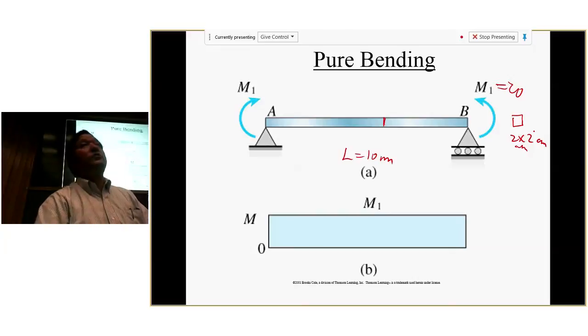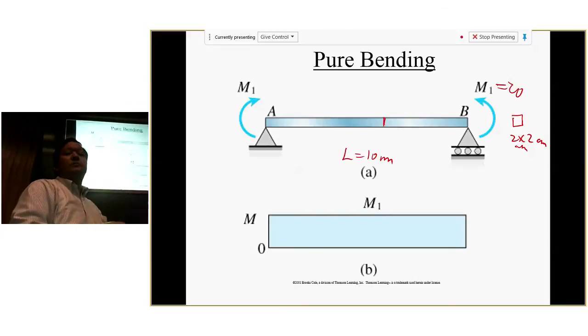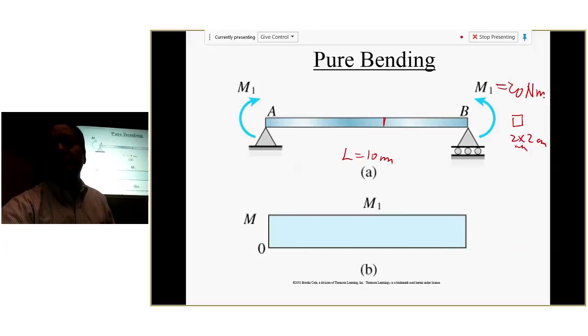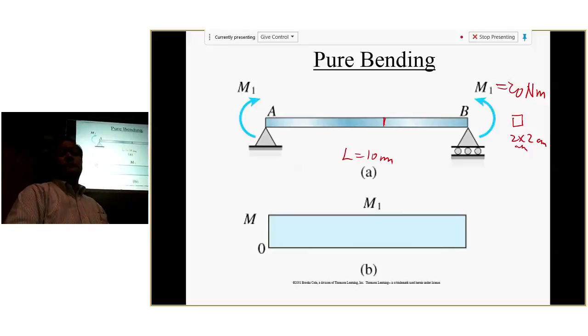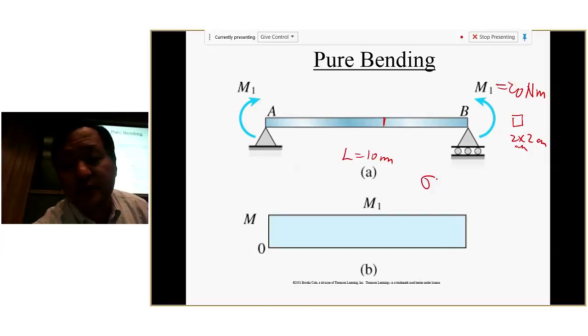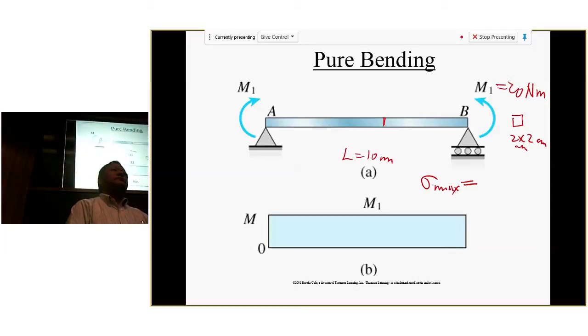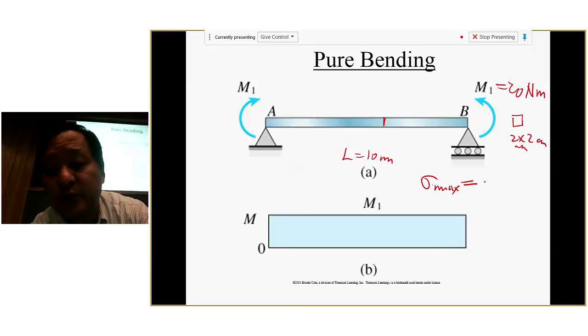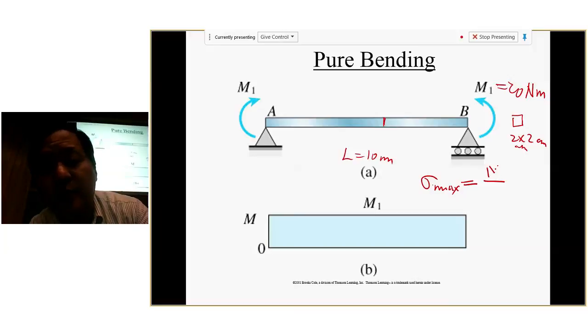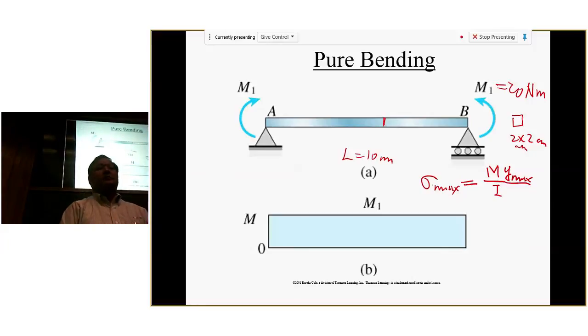Right, so this will be 2 by 2. I know the cross section, 2 by 2 centimeter. M equals 20 Newton meter. Can we determine the maximum stress? So sigma, because of bending, right? So that's the bending maximum stress. Can we determine that? Yes, okay. So sigma is equal to, what's the equation? Anyone remember? My over I, right? So M times y, where y should take the maximum, over I. Okay, M is known.